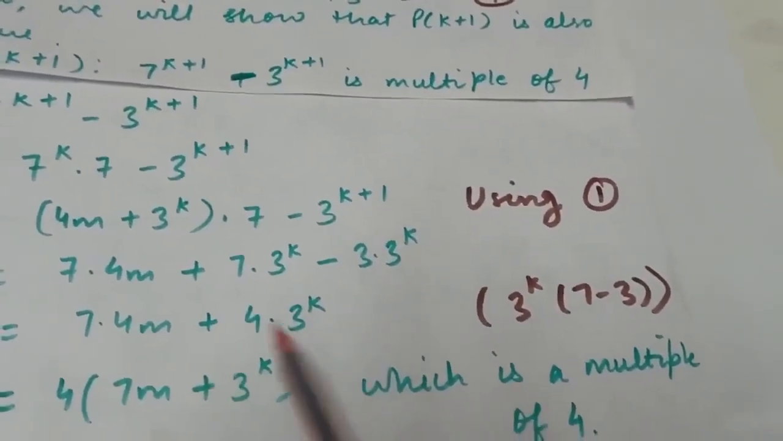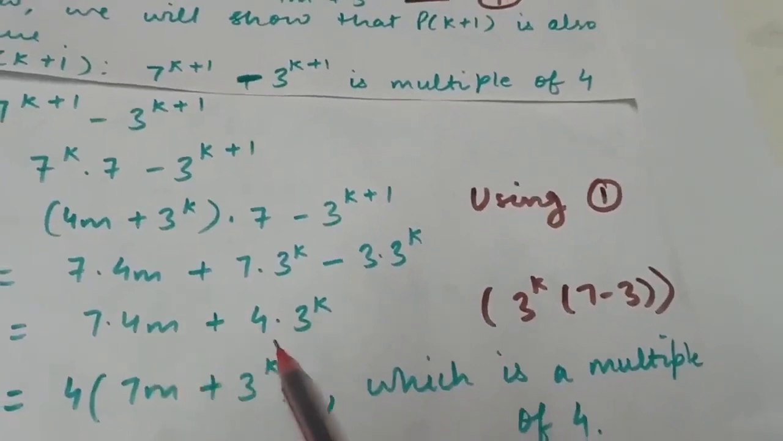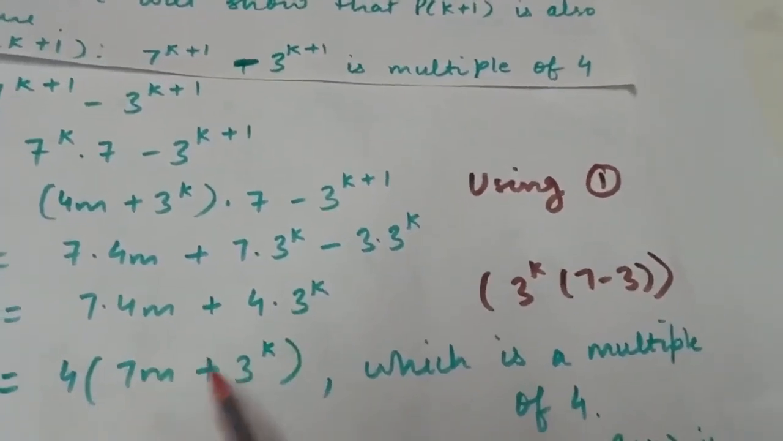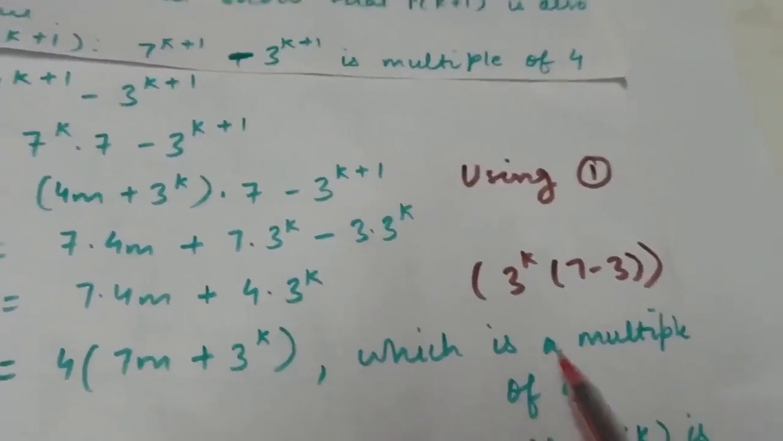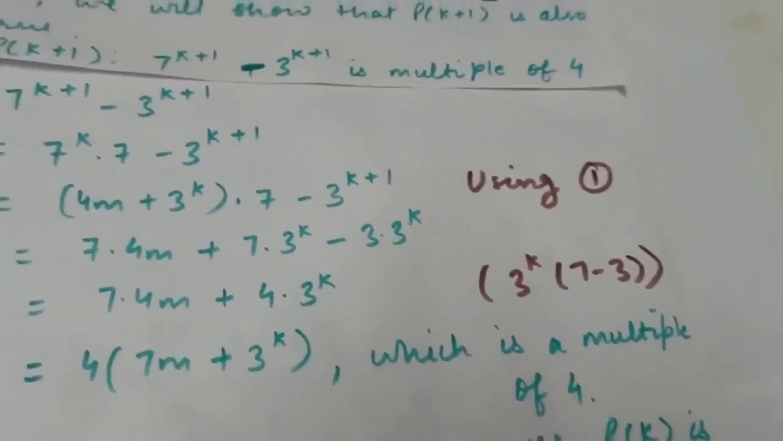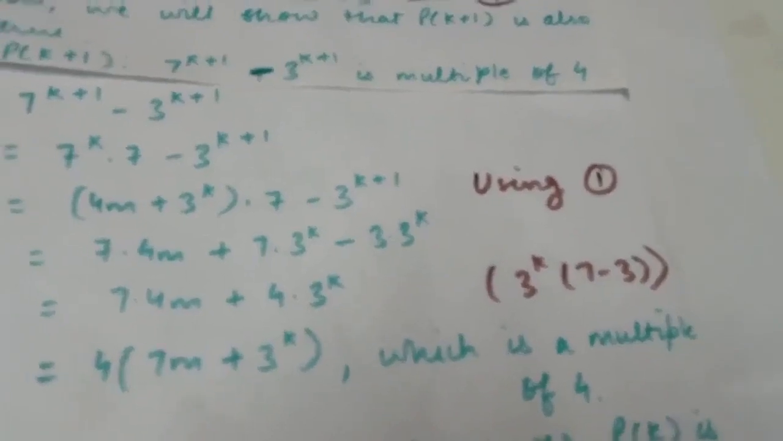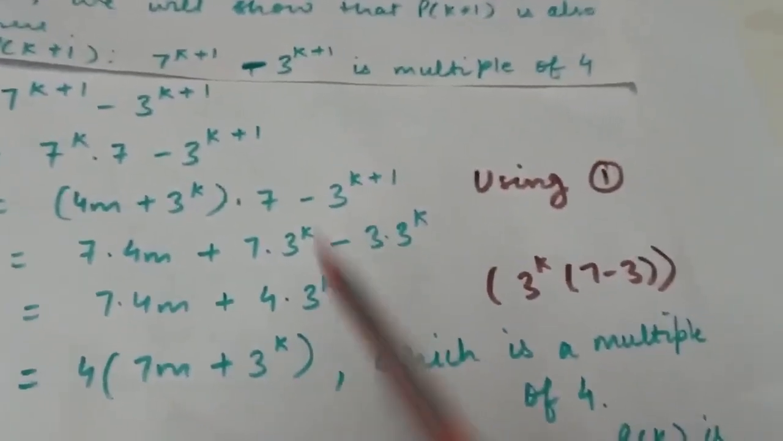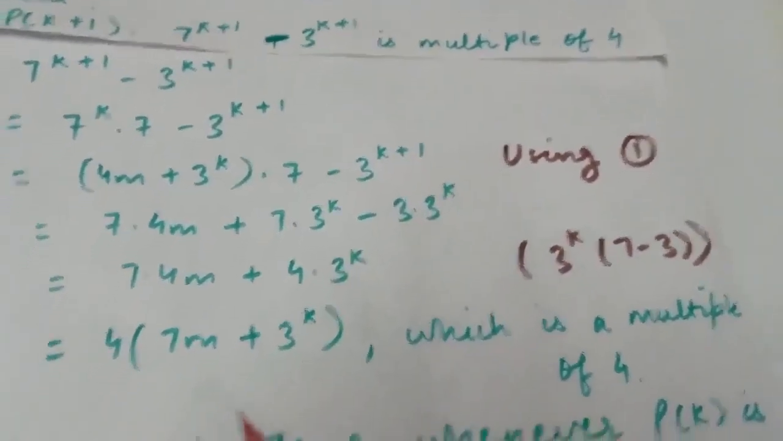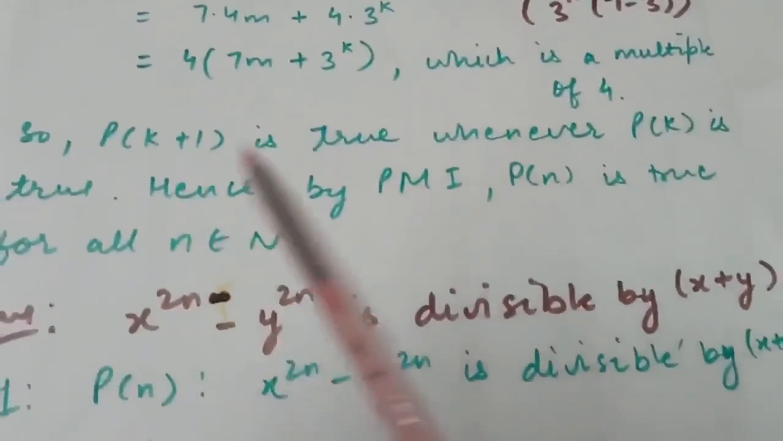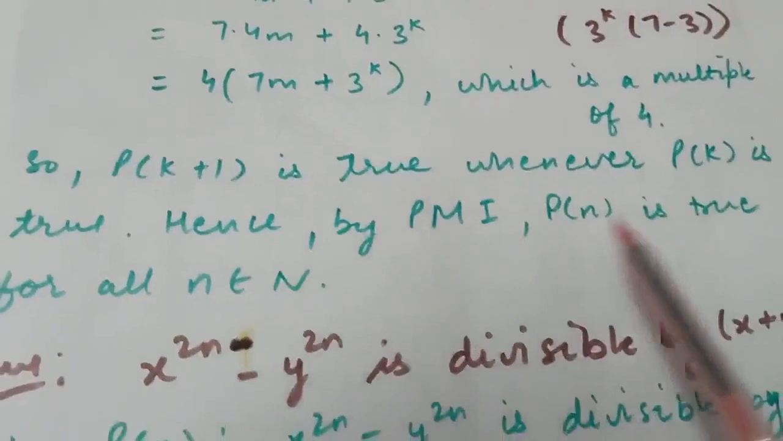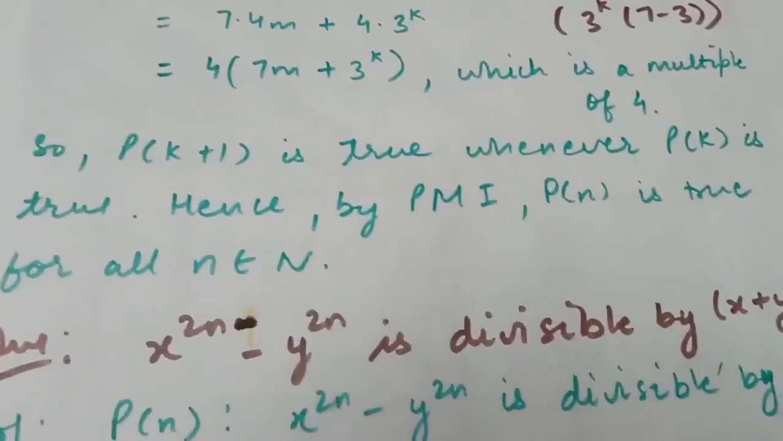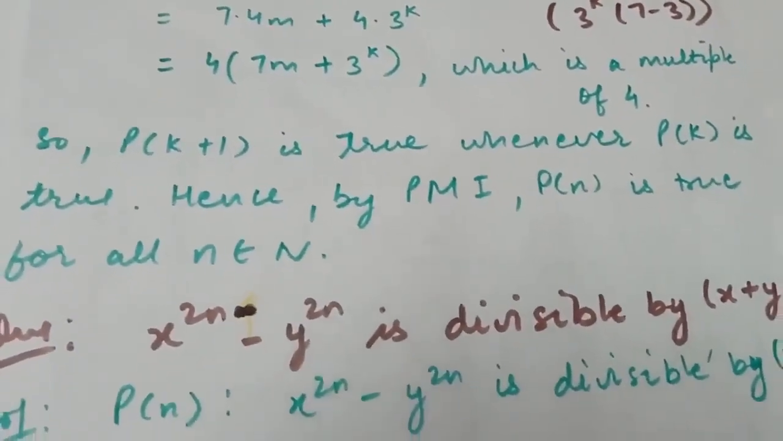As from both the terms we can see, we can take 4 common. So here 7m plus 3 raised to the power k is left. Now we can see this term is a multiple of 4. So this we wanted to show to prove Pk plus 1, that the term is a multiple of 4. Therefore you will write the last lines: Pk plus 1 is true whenever Pk is true. Hence by PMI, Pn is true for all n belongs to natural numbers. Clear?